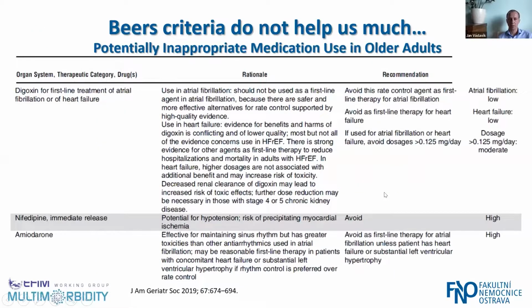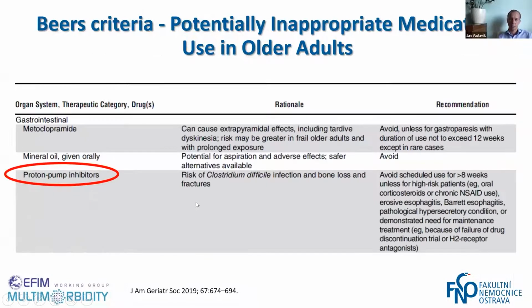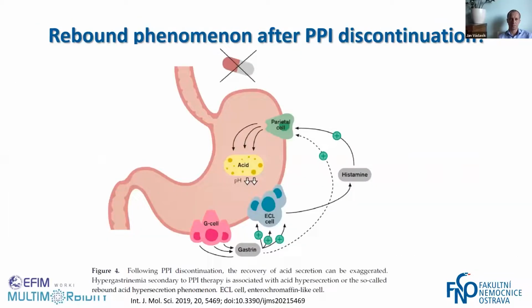In our patient, the BS criteria do not help us much because they do not tell us any cardiovascular drugs we should withdraw. Also, this patient doesn't use many CNS active drugs such as benzodiazepines. Although the BS criteria tell us we should potentially leave out proton pump inhibitors, which may be detrimental.